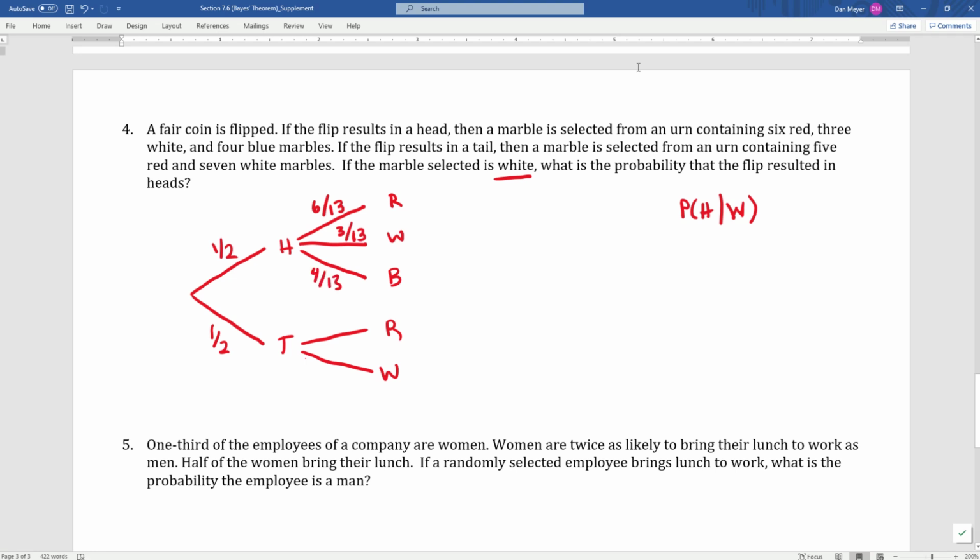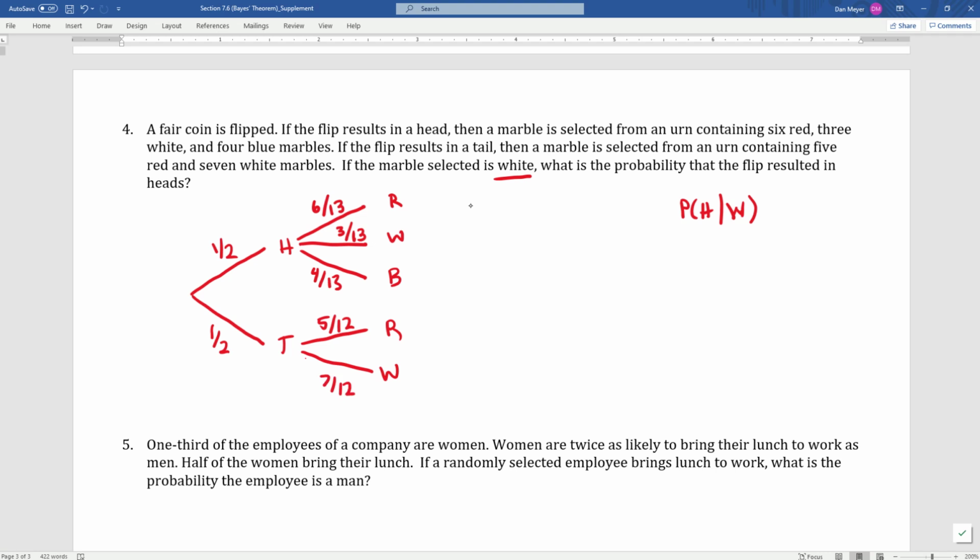In the second urn, there's 5 red and 7 white marbles. So the probability of a red after flipping a tail would be 5 out of a total of 12 marbles. And the probability of pulling a white marble after I flipped a tail is 7/12.